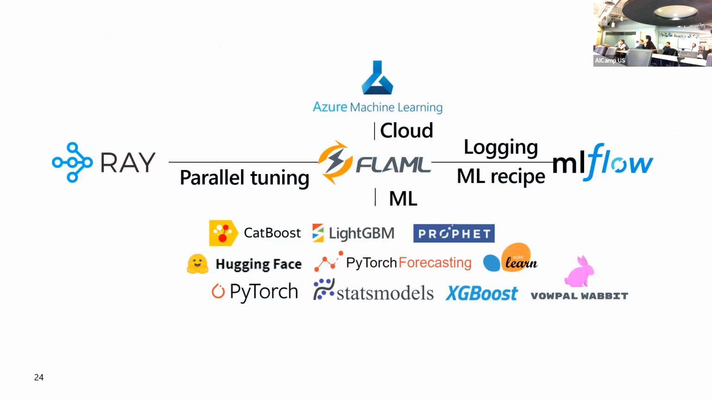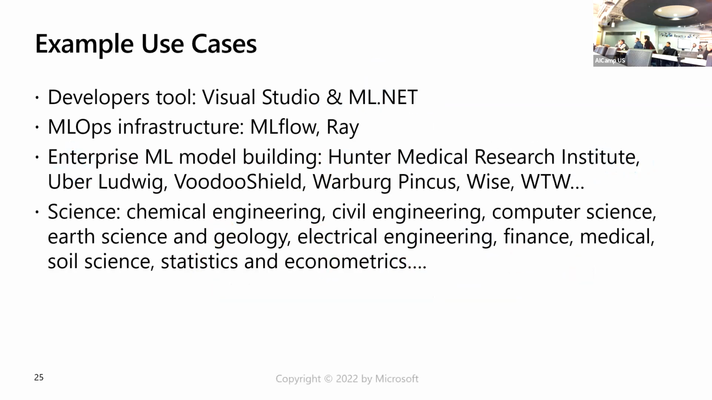So how does FLAML fit in the ecosystem? It works well with popular open source machine learning libraries like scikit-learn, PyTorch, Hugging Face, as well as cloud services like Azure ML. There are many internal and external use cases of FLAML, including both horizontal technologies and verticals. FLAML is shipped, for example, in Visual Studio and ML.NET to help .NET developers use machine learning in .NET applications. FLAML is integrated with popular MLOps infrastructure like MLflow and Ray. FLAML powers enterprise machine learning model building inside and outside Microsoft.